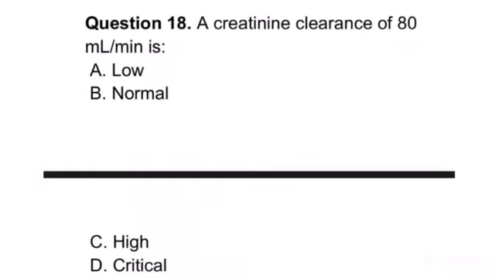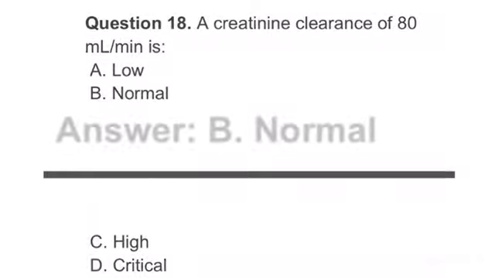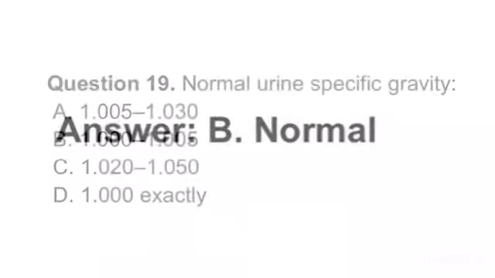Question 18. A creatinine clearance of 80 milliliters per minute is A, low, B, normal, C, high, D, critical. Answer B, normal.